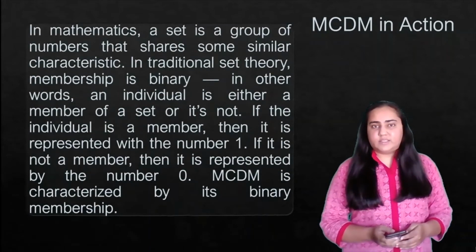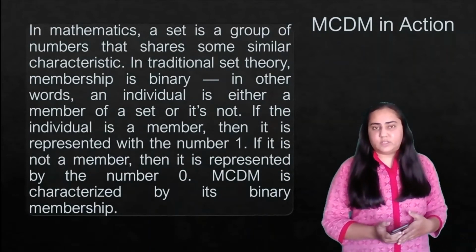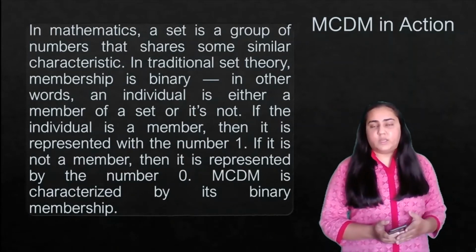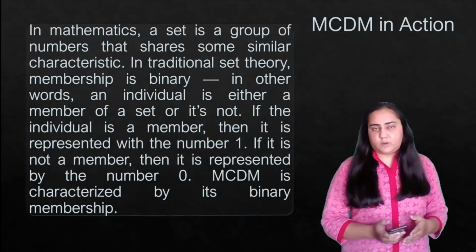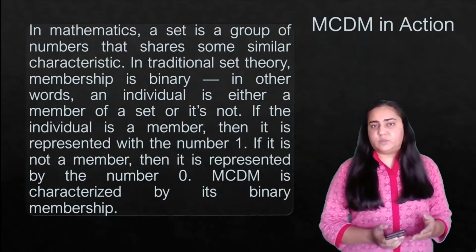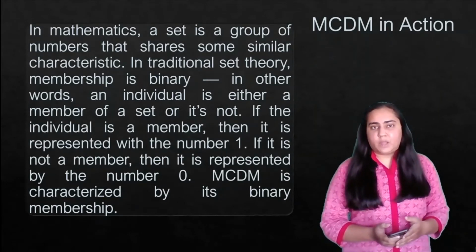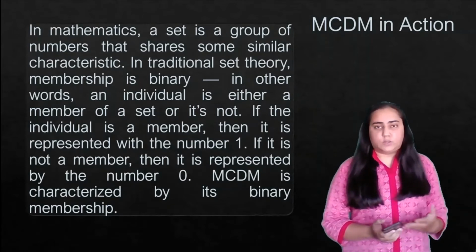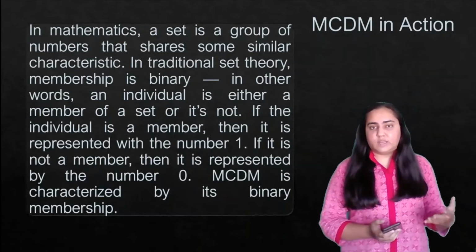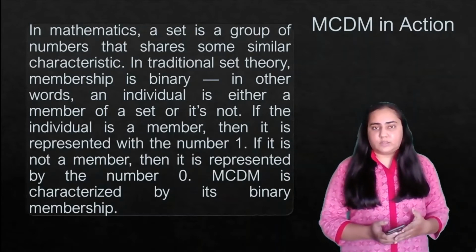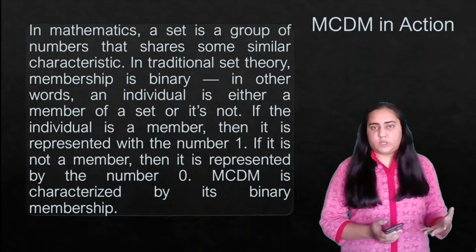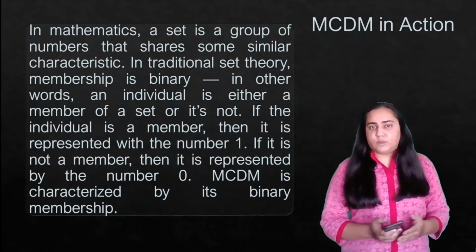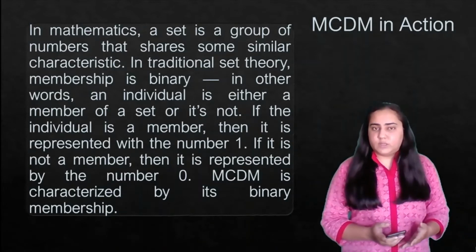In mathematics, a set, which you might have studied in set theory, is a group of numbers that shares some similar characteristics. And in traditional set theory, membership is binary. So in other words, an individual member of a set is either part of the set or it's not part of the set. It belongs to the set or it does not belong to the set. If the individual is a member, then it is represented with the number 1. If it is not a member, it is represented with the number 0.